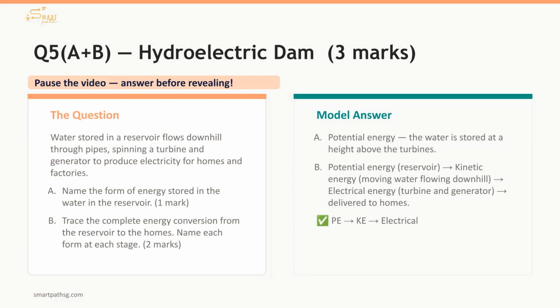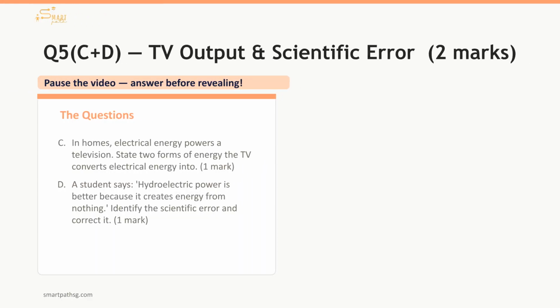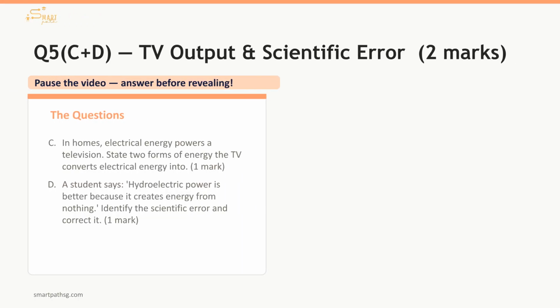The energy stored in the reservoir is potential energy due to the water's height. Part B. The complete conversion is potential energy to kinetic energy as water flows downhill and then to electrical energy via the turbine before delivered to homes. This is a 3-stage energy chain. Parts C and D cover the energy output of a television and a common scientific error. Pause the video and answer both parts.